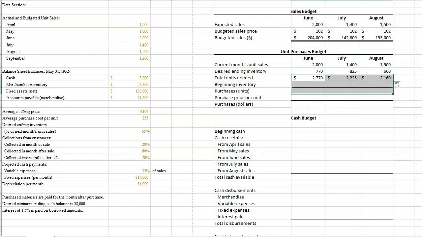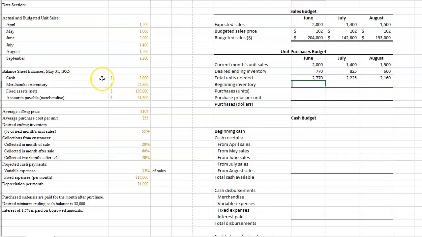There we go. Those are all going to be in regulars. Next, we have to deal with our beginning inventory. For the first month, June here, they don't give us in units what our beginning inventory is, but they do give us in dollars our ending inventory from May. So at the end of May, we had $52,800 in merchandise inventory.